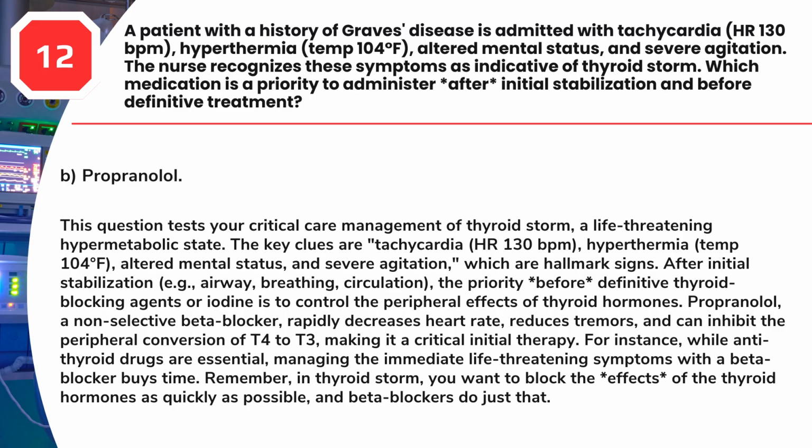Propranolol, a non-selective beta blocker, rapidly decreases heart rate, reduces tremors, and can inhibit the peripheral conversion of T4 to T3, making it a critical initial therapy. For instance, while antithyroid drugs are essential, managing the immediate life-threatening symptoms with a beta blocker buys time. Remember, in thyroid storm, you want to block the effects of the thyroid hormones as quickly as possible, and beta blockers do just that.